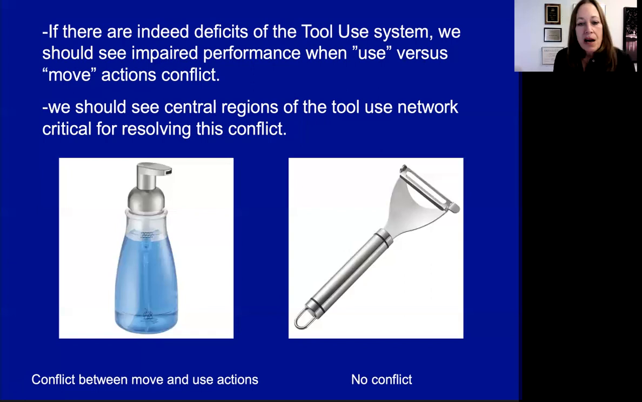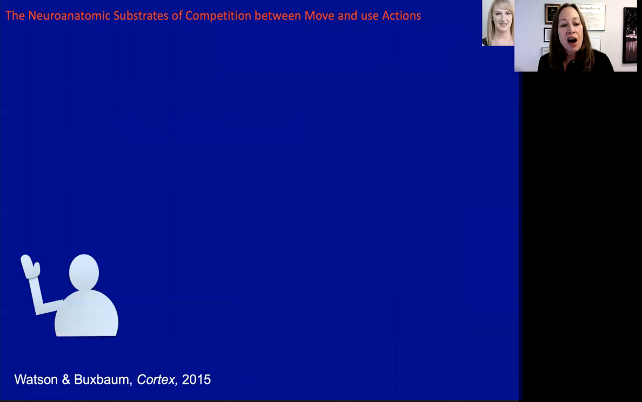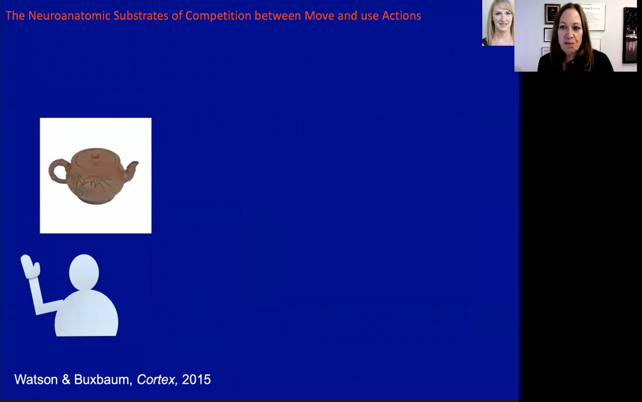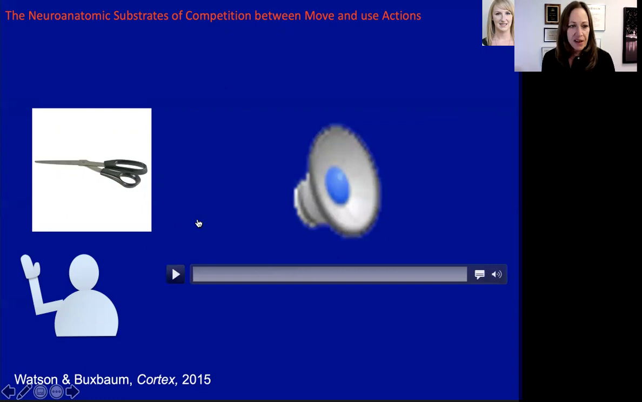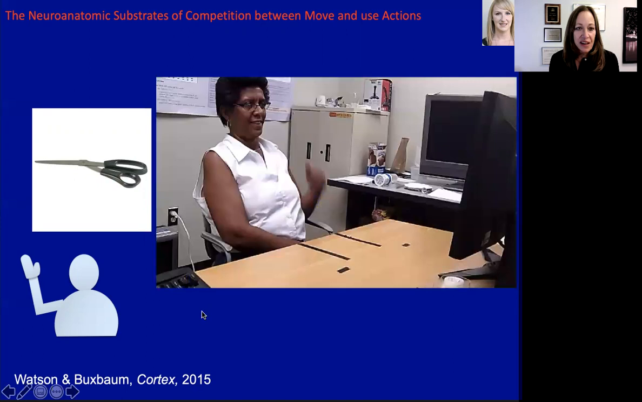And so what we did is we had subjects both with and without apraxia pantomiming how to use these conflict and no conflict objects with their less impaired left hand. And then we scored their performance for accuracy using a detailed coding system that's a reliable system that's been long in use in my lab. And here's an example of one of these patients who is shown a picture of this object, a scissors, and asked to produce a pantomime.